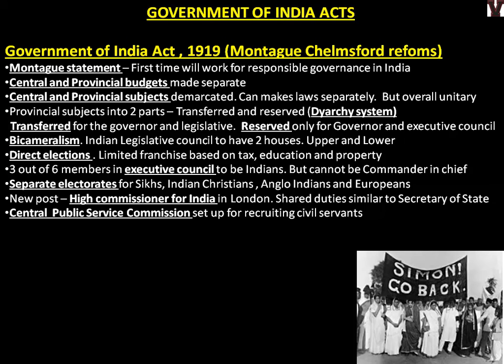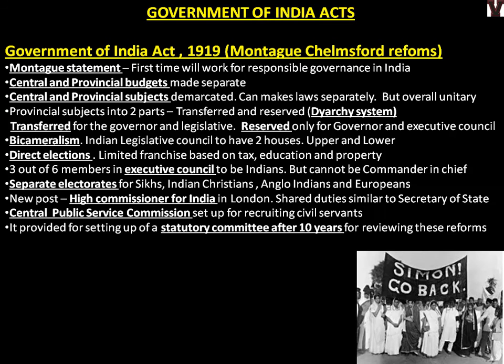Okay, we'll see again all these things when we do civil servants in the later chapter, but this act you should know, 1919 Act. It provided for setting up of statutory committee after 10 years, which we have already seen in the last chapter, that is the Simon Commission. Indian Statutory Commission was popularly called the Simon Commission, and if you see the time, 1919 they told after 10 years this committee will come to review this reform.